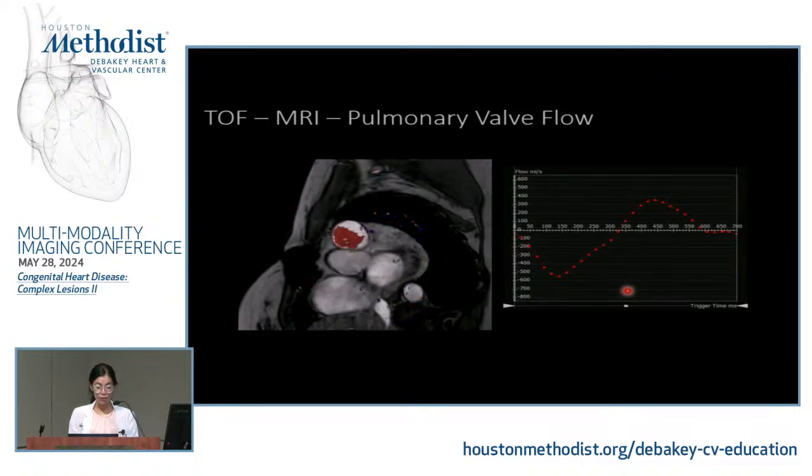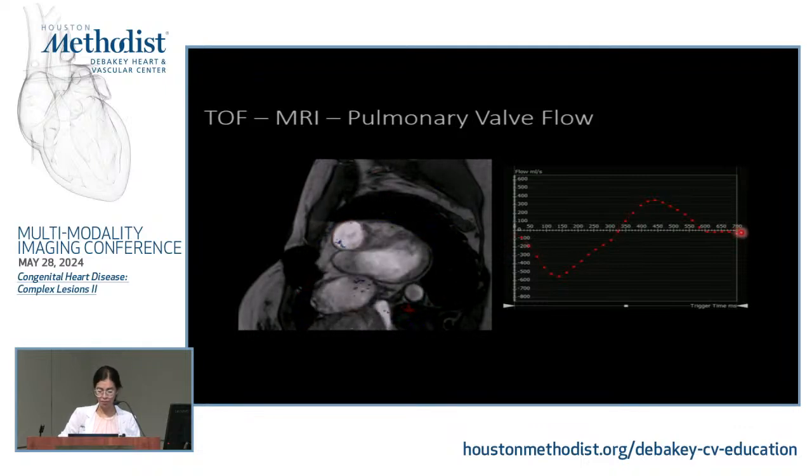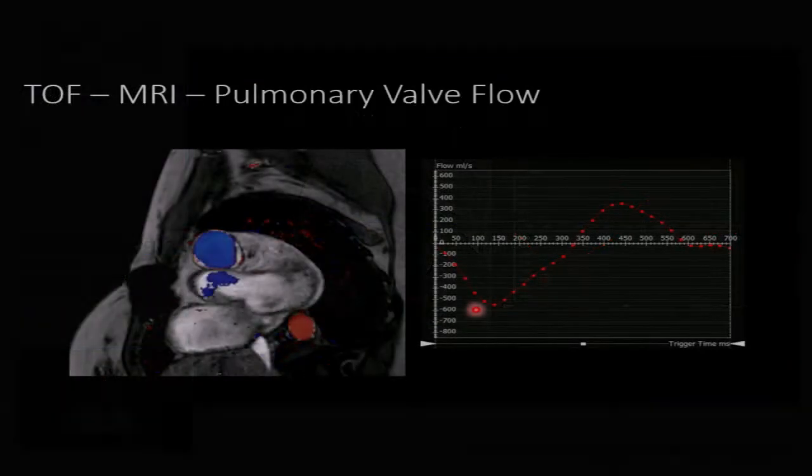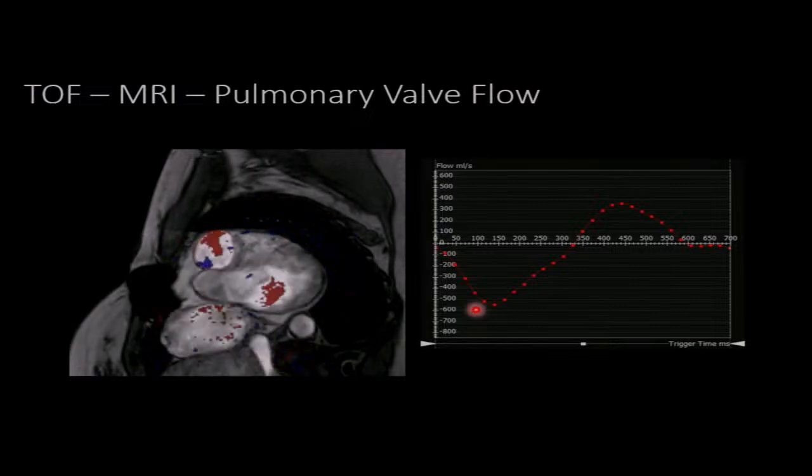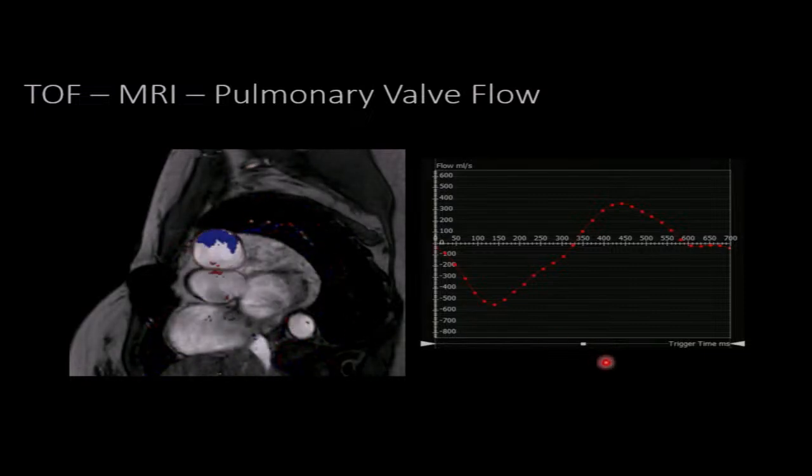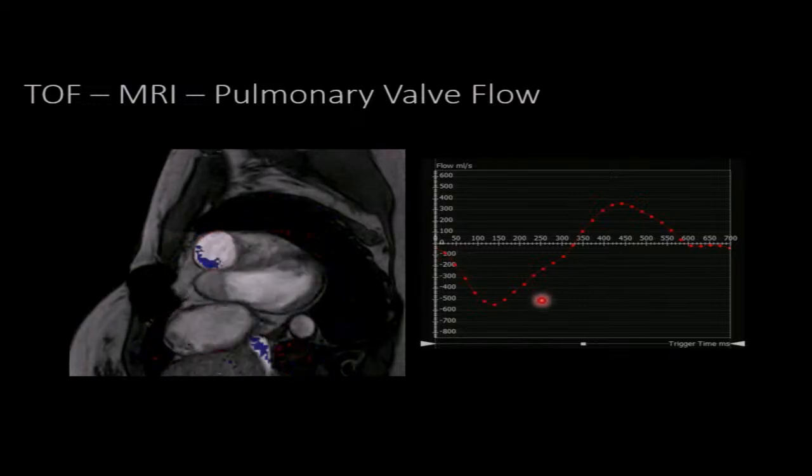Okay, so we use MRI a lot in patients with tetralogy of Fallot. And as you know, MRI is very good to estimate flow across semilunar valves. We do that by defining a region of interest and then measuring forward and reverse flow. So what do you think about this patient? We're looking at the pulmonary artery flow in a patient with tetralogy.